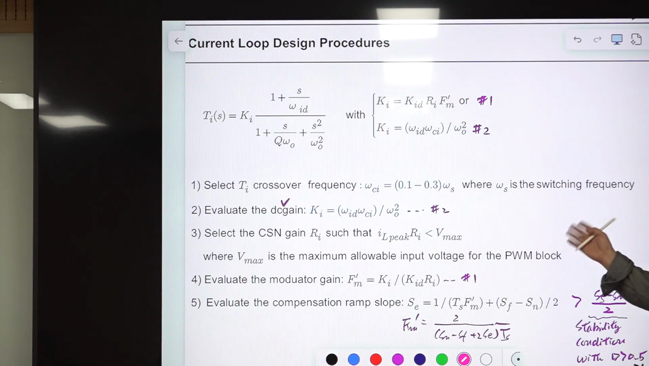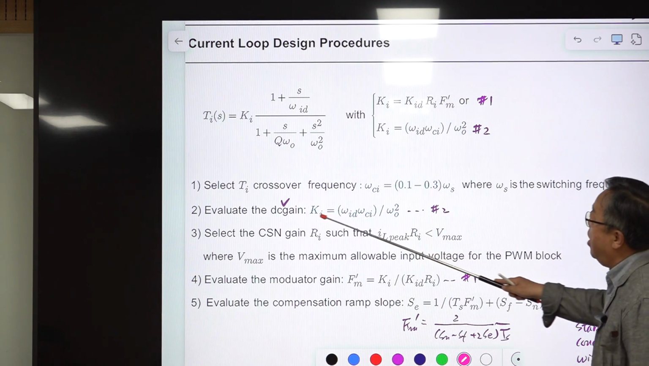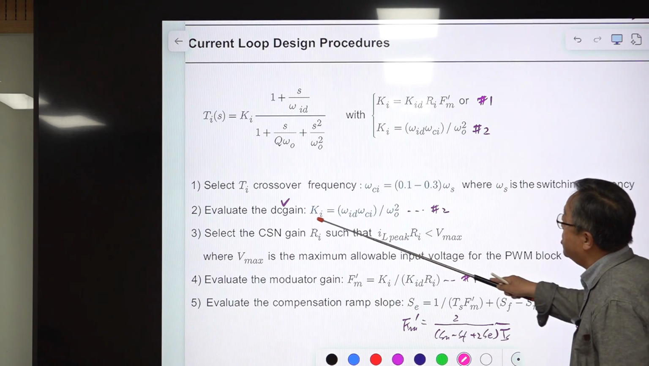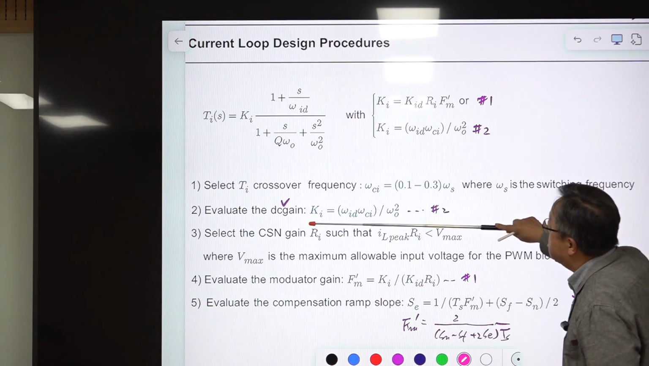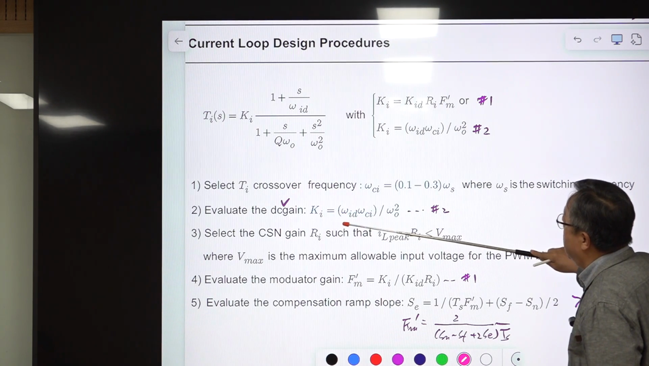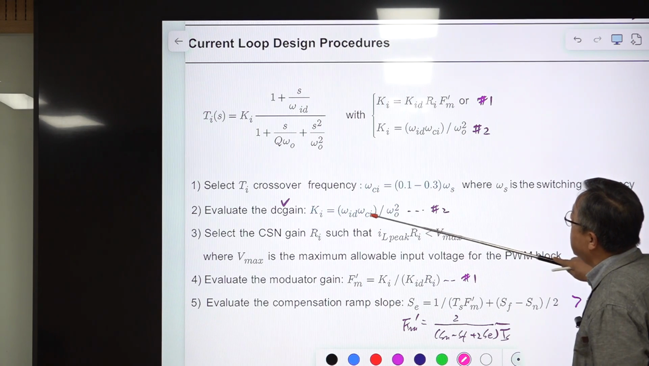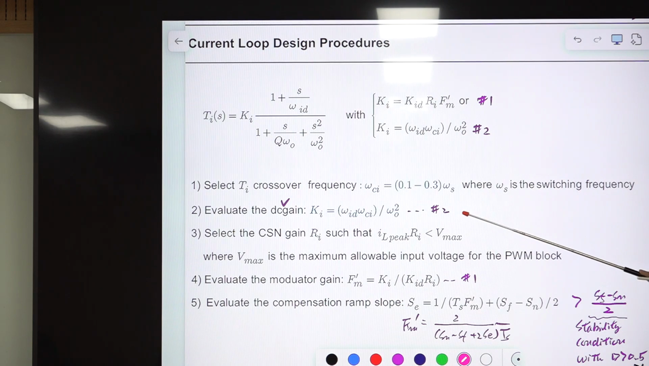So this is a very important and very critical step. This will determine maybe 90% of your converter performance. Okay. All right. Then evaluate Ki. So you select this, then you determine Ki. So the Ki expression is here. So you use this. Okay. This is determined, and this is the omega Ci you selected, and this is determined by power stage parameters, and this is equation number 2.